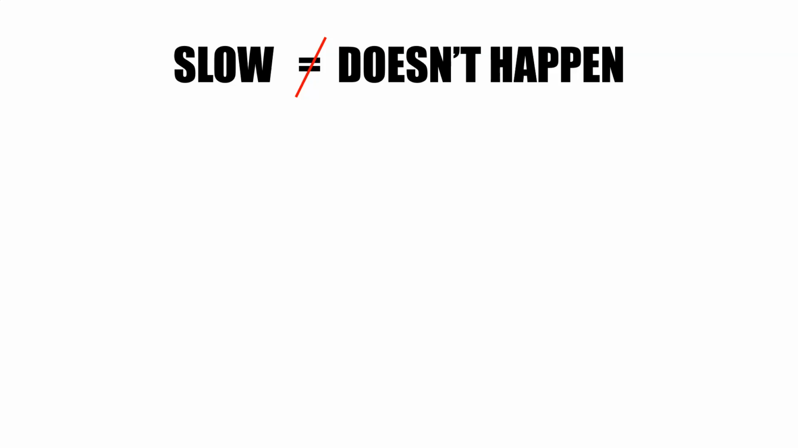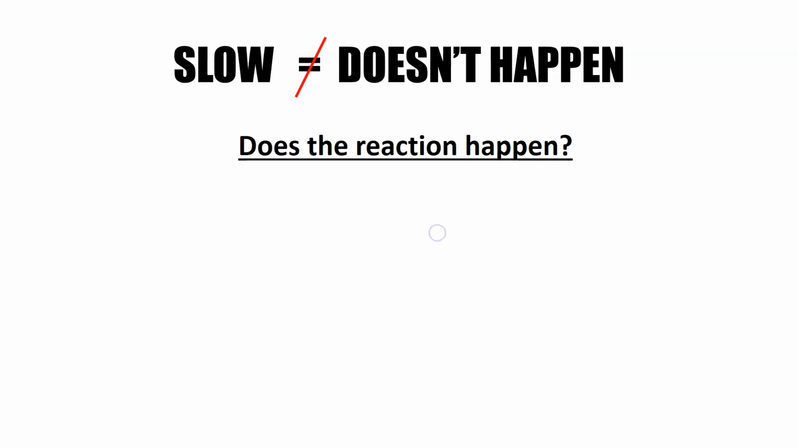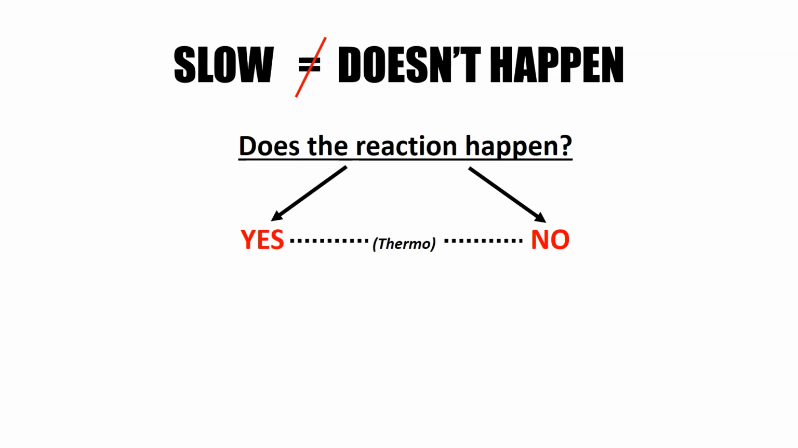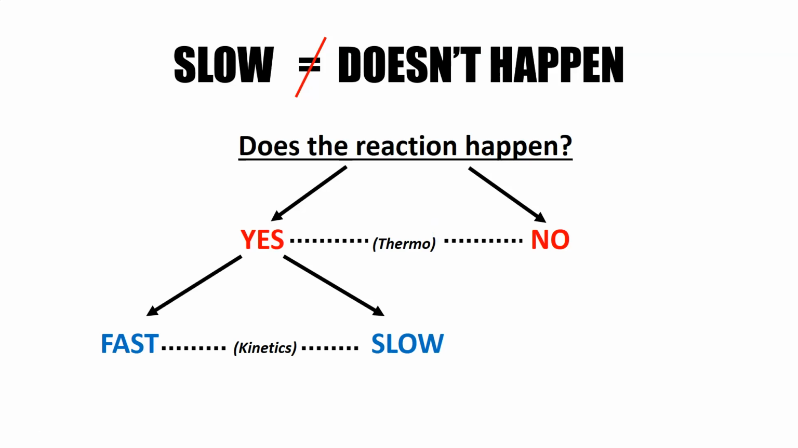It's just really slow. So sometimes it helps people to think about the information on the previous slide in a flowchart setup. The first question you ask yourselves is, does the reaction happen? That's the yes or no part. That's the thermo part. Then if and only if the reaction happens, you start asking yourself, is it fast or slow? And that's where the kinetics comes in.